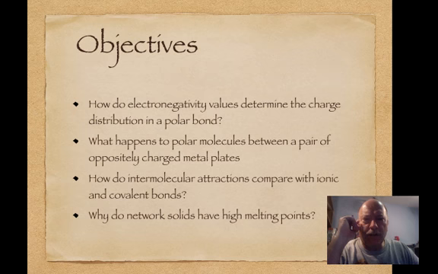Here are our objectives. How do electronegativity values determine the charge distribution in a polar bond? What happens to polar molecules between a pair of oppositely charged metal plates? How do intermolecular attractions compare with ionic and covalent bonds? And why do network solids have high melting points? So, when we get done, check back and see if you can answer all of these.